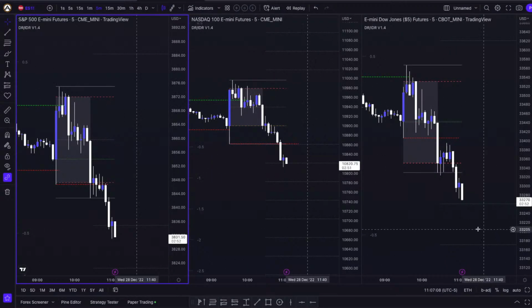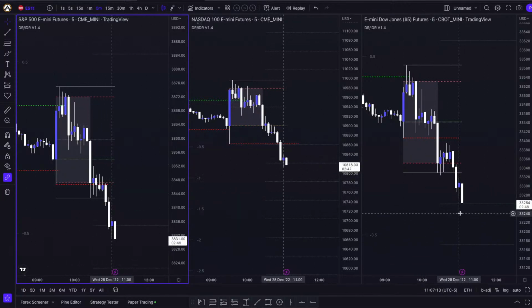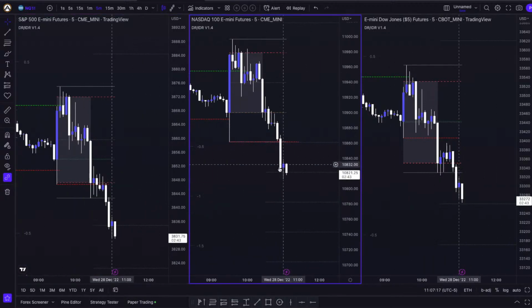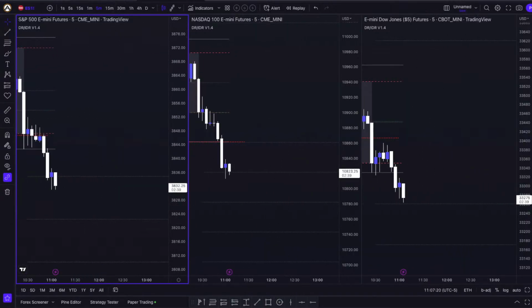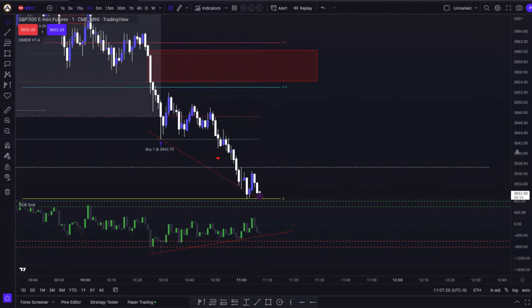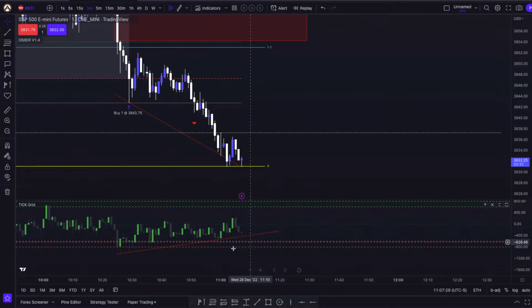Okay, compare the indices. Nasdaq again is lagging behind, with Dow Jones and S&P already forming new lower lows, walking towards a full standard deviation. All right, let's see if we can actually break this low, because we are still forming this divergence. The tick grid is continuing to make higher lows right here, so we will see.